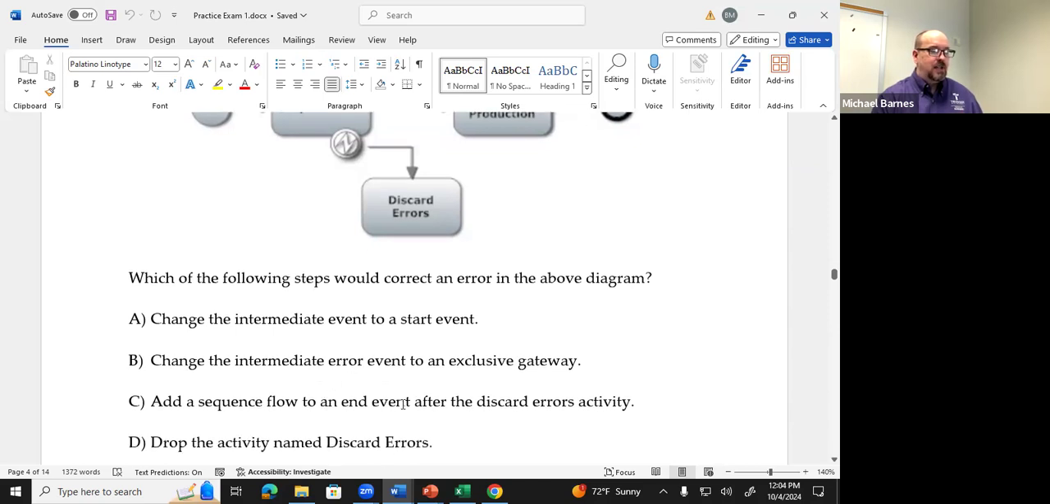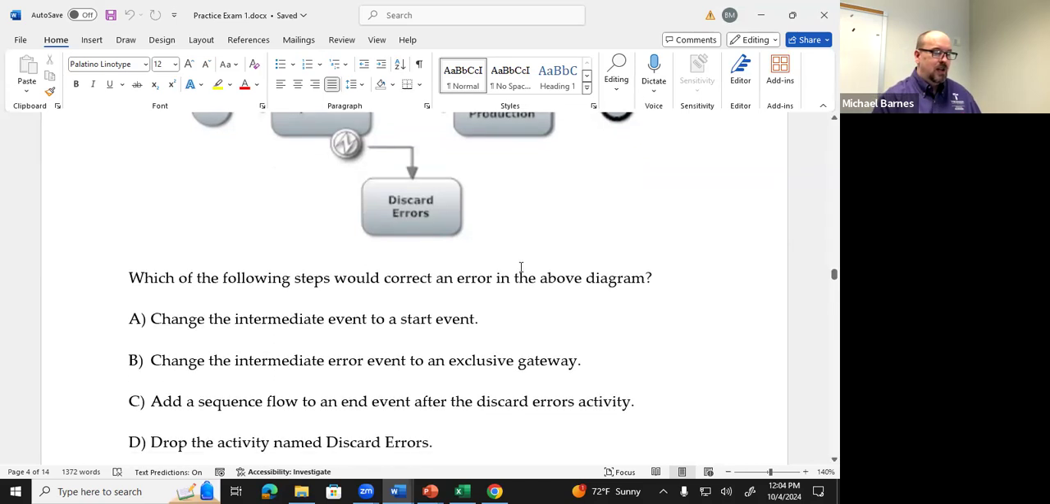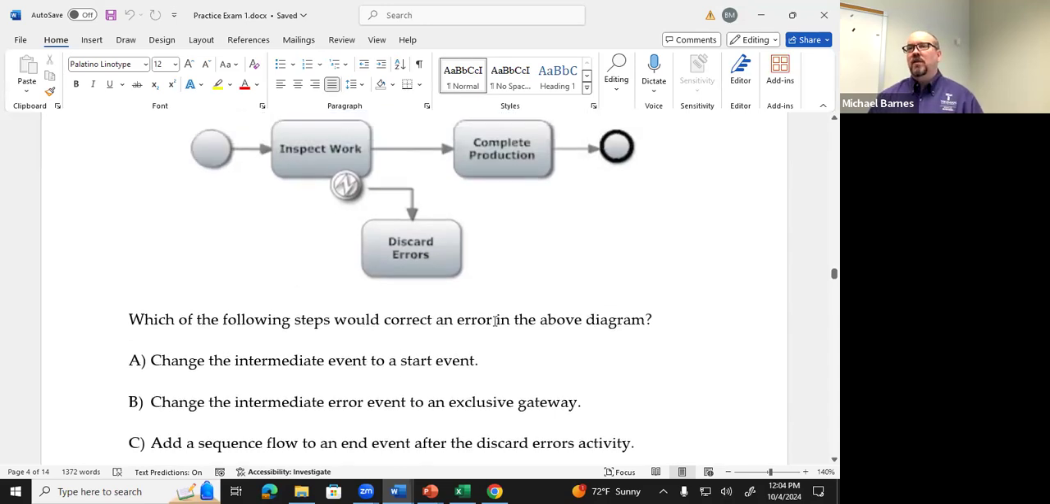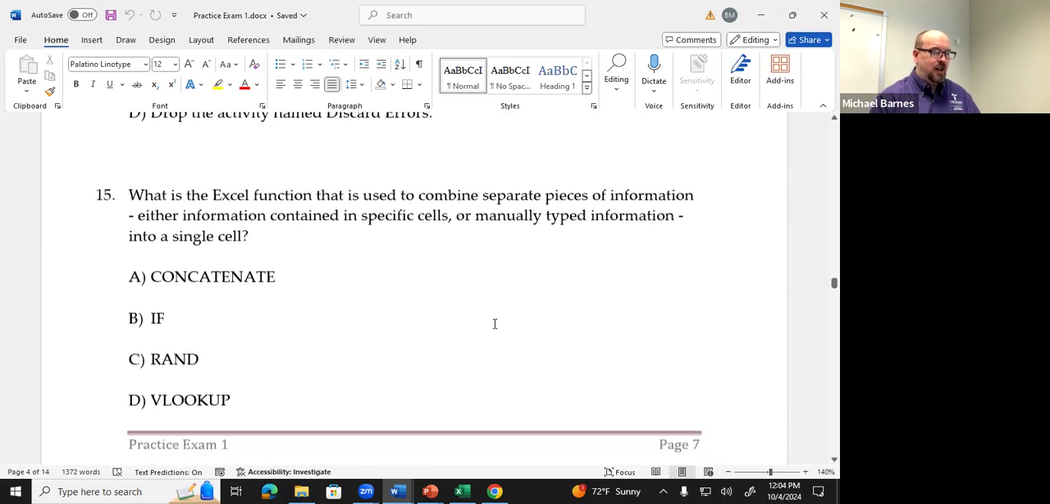Add an equal flow to the end event after the discard errors activity. So it's basically saying we're going to add a line and a circle just like this one down here too. That one's a much better answer than B, okay? Which is why C is our answer. That being said, I realize that if you answered B, you could make an argument for that. Drop the activity named discard errors. Yeah, let's just hold on to all errors and sell those to the customer. That's just a great idea. No, D is not an option, okay? So the answer technically is C. If you answered B, you can make an argument for it, but I don't like the question in general. This is a question I definitely should replace. And I didn't, which shows you where I'm at in my mental thinking right now.